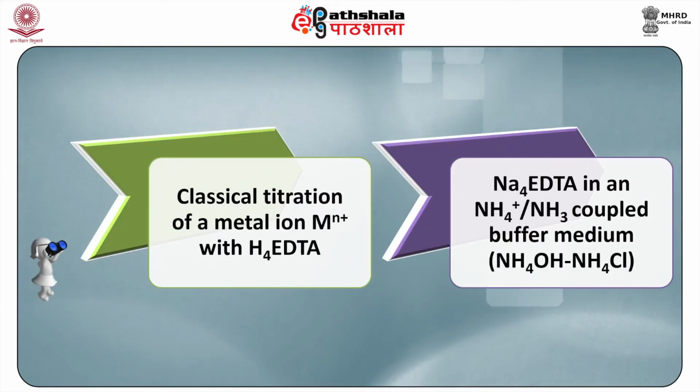Now, let us think about the classical titration of a metal ion Mn+ with EDTA. Here we are representing EDTA as H4EDTA because it has 4 ionizable hydrogen ions, or Na4EDTA, in an ammonia-ammonium coupled buffer medium, and most of the time it is ammonium hydroxide, ammonium chloride. Imagine that the metal ion also affords amine and hydroxo complexes.